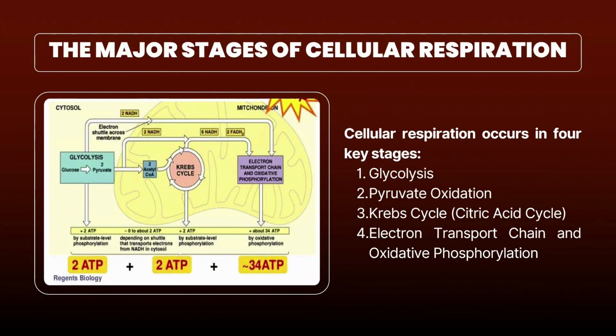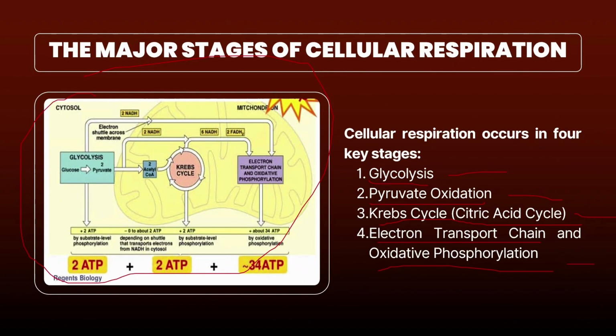Here are the 4 major stages of cellular respiration: glycolysis, pyruvate oxidation, the Krebs cycle, also known as the citric acid cycle, and lastly the electron transport chain, or ETC, and oxidative phosphorylation. This diagram summarizes the whole process of cellular respiration, but for every process, we will discuss it thoroughly.